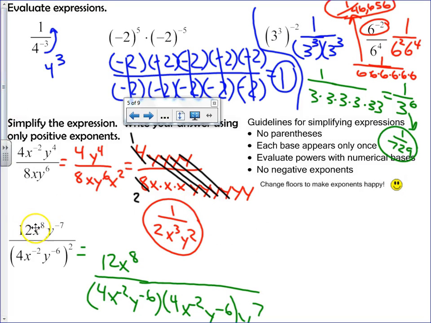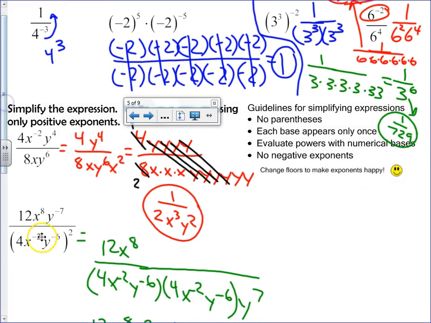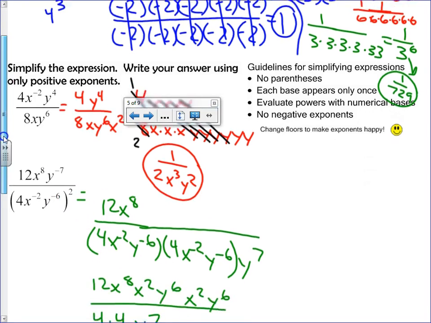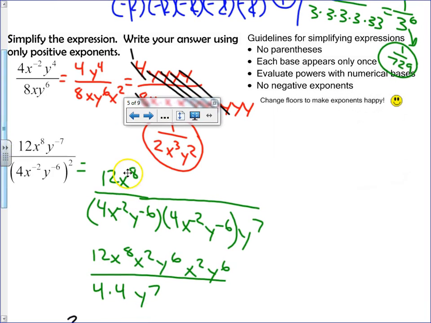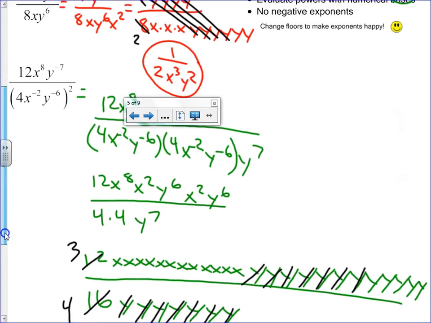Next one, we have 12x to the eighth over y to the negative seventh, which will mean I'm dividing by y 7 times, so I can put that on the bottom. And then I have 4x to the negative second, y to the negative sixth, squared, so that happens twice. And then as I work through it, I know that these x to the negative second and y to the negative 6, those will move up to the numerator. And then I can expand it all out.